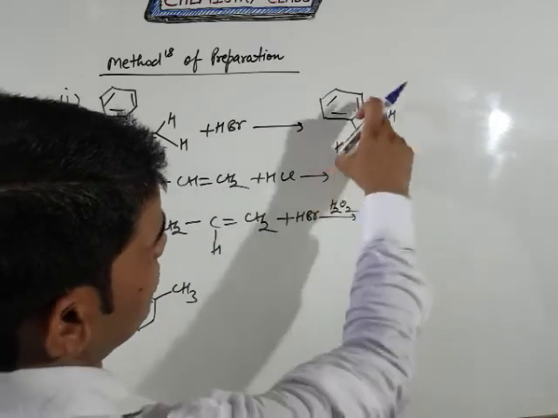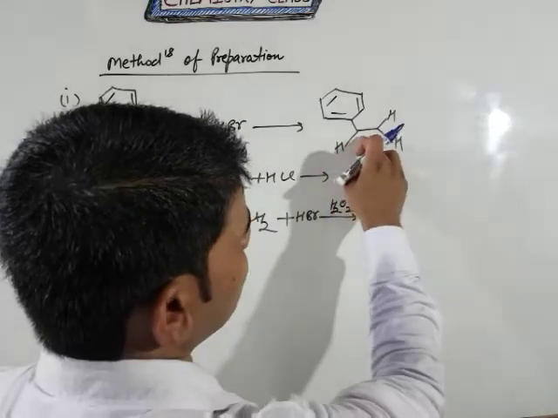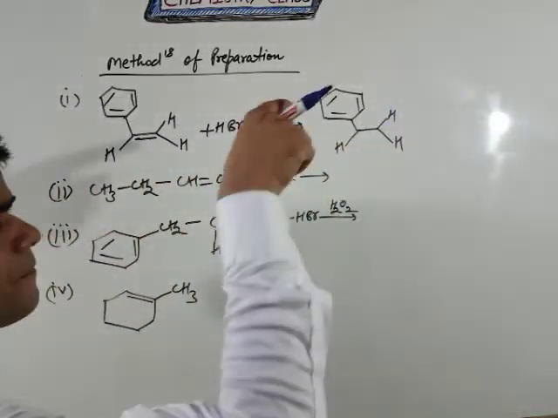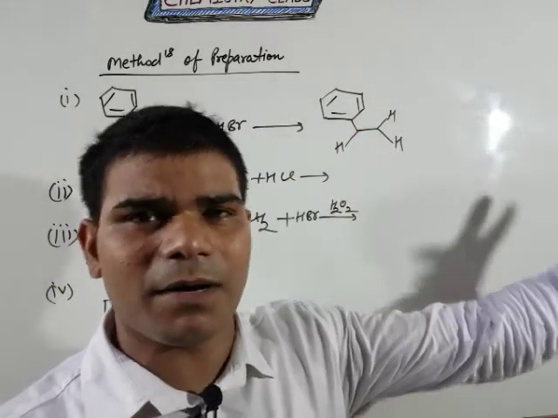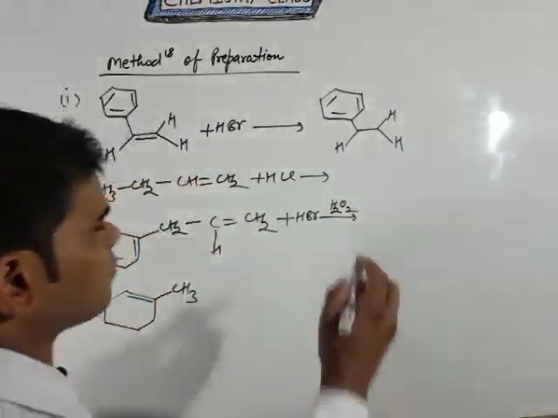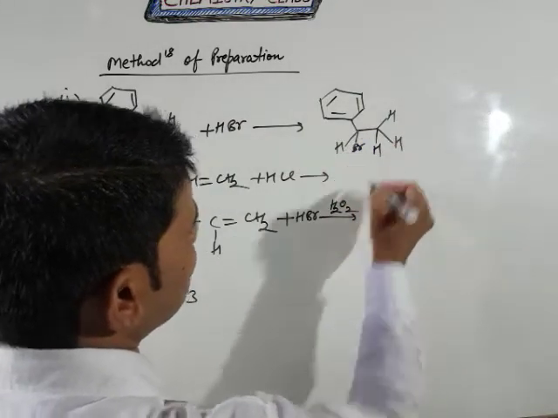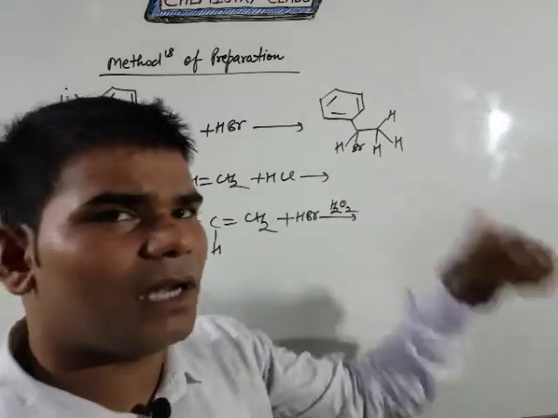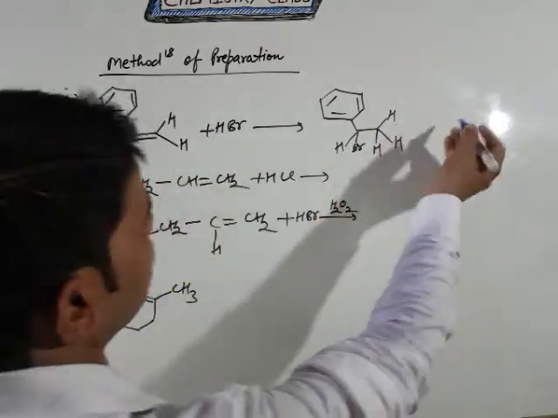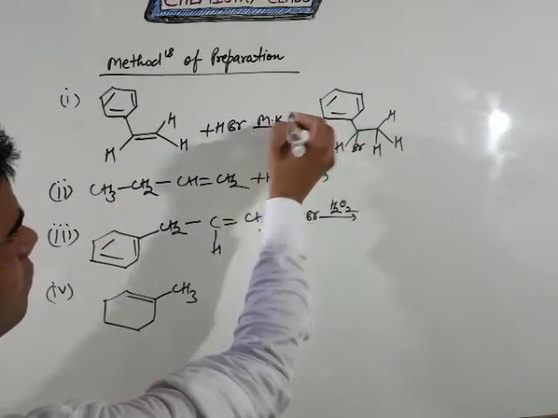In this case you can see this carbon atom has fewer hydrogens, while compared to it this other carbon atom has the maximum number of carbon atoms. That's why in this case the nucleophile attacks this position. Clear? And the second carbon atom gets the simple hydrogen. So this is our final product according to the Markovnikov rule.